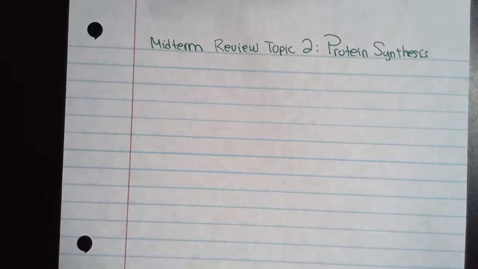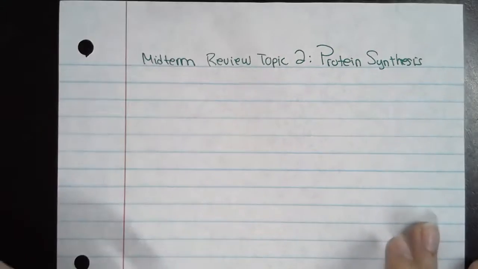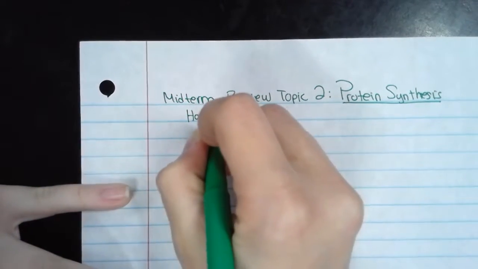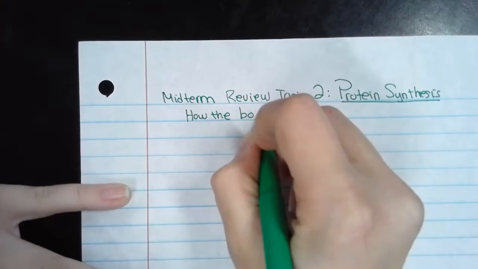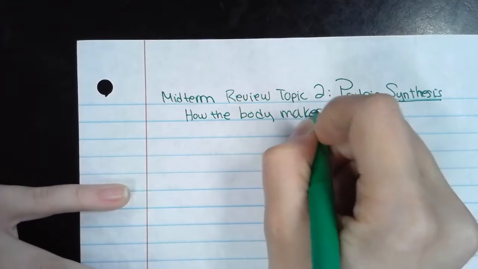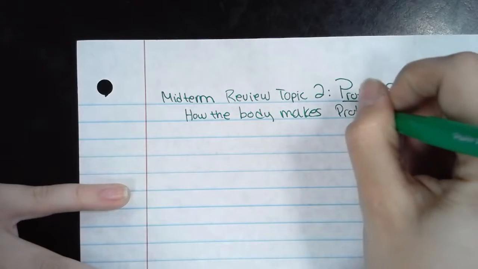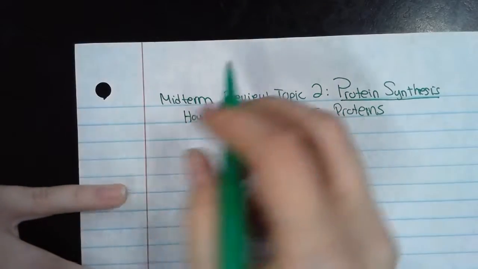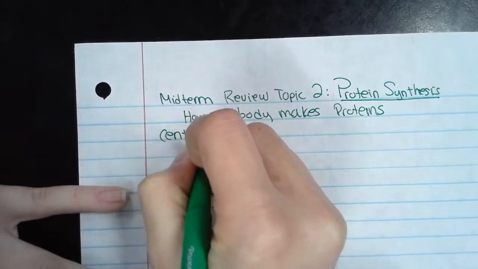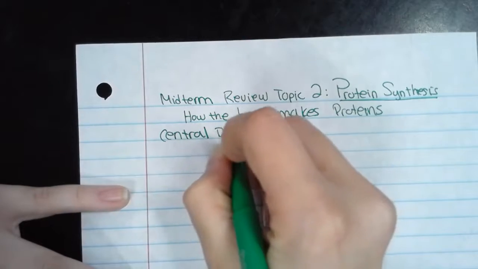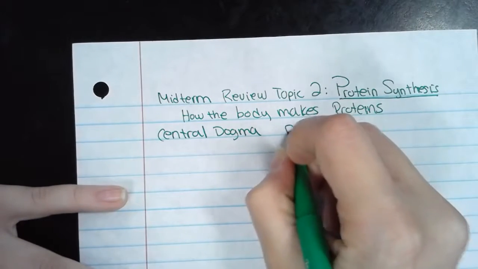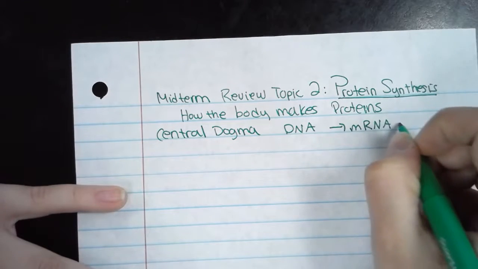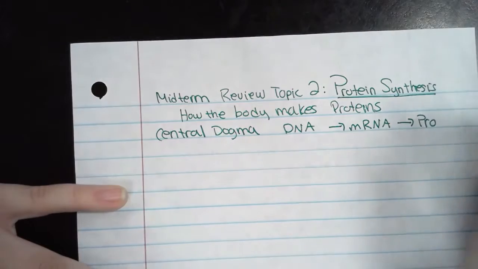Hey guys, so this is your midterm review topic 2 of protein synthesis. So protein synthesis is literally how the body makes proteins. Synthesis means make, so we are making proteins. The central dogma, which is like the central belief of how proteins are made, is DNA to mRNA to protein.